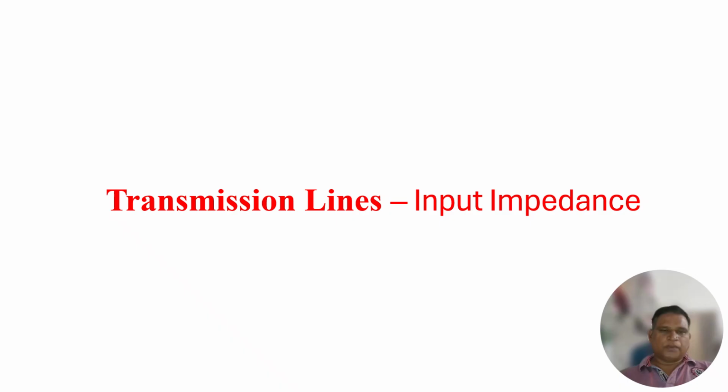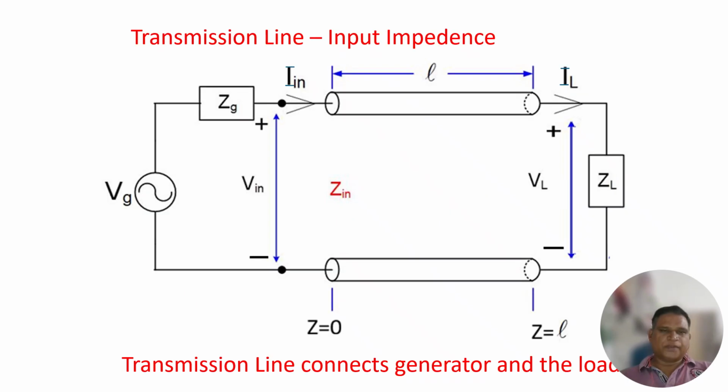Now, the transmission line's input impedance. Here, we will see the transmission line of length from z equal to 0 to z equal to L. Vg is the generator connected to the transmission line and ZL is the load impedance. Here ZIN is the input impedance. ZIN is equal to VIN by IIN.